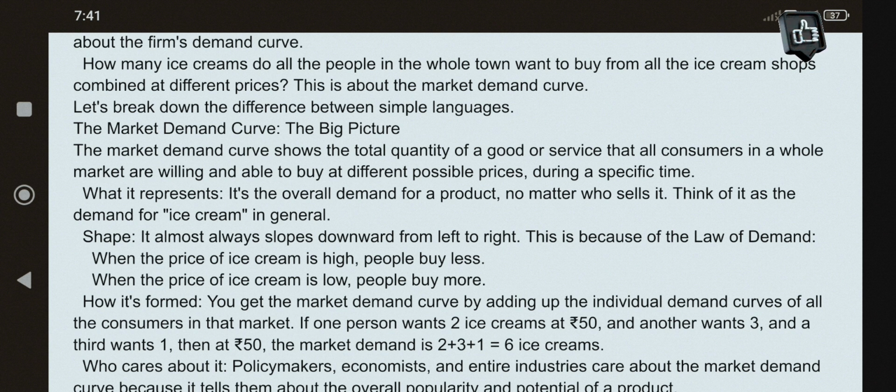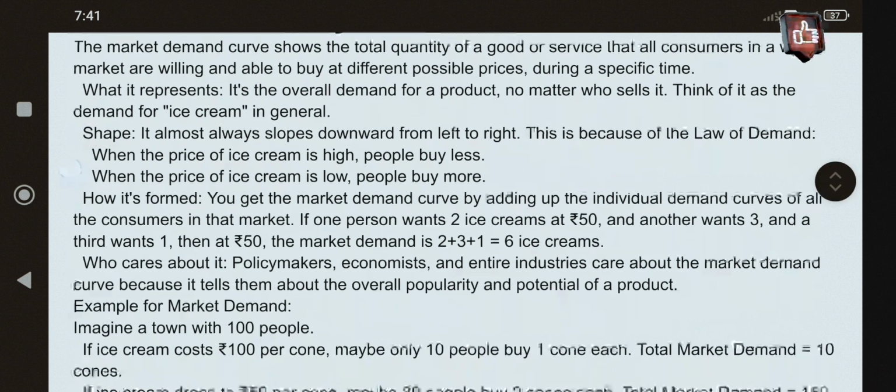Let's break down the difference in simple language. The market demand curve. The big picture. The market demand curve shows the total quantity of a good or service that all consumers in a whole market are willing and able to buy at different possible prices, during a specific time. What it represents. It's the overall demand for a product, no matter who sells it. Think of it as the demand for ice cream, in general.